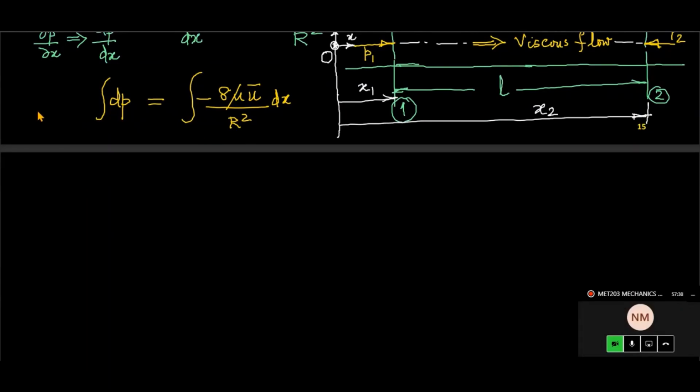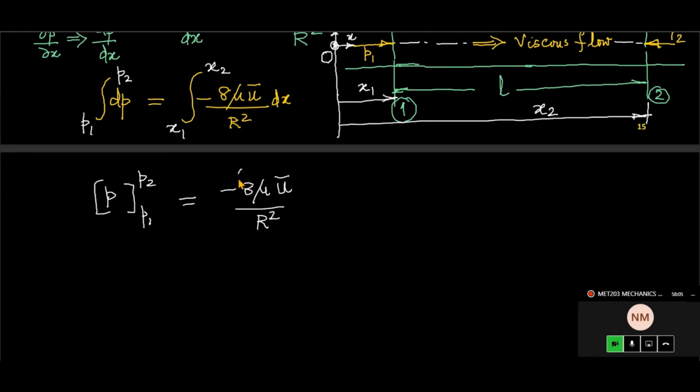So between 1 and 2 you are trying to integrate. So the integral is from P1 to P2 here, and here it is from x1 to x2. Please try to understand. Now what is the integral of dP? Only P itself. So over the limit P1 to P2 is equal to, on the other side, minus 8 mu u bar and all. These are all constants.